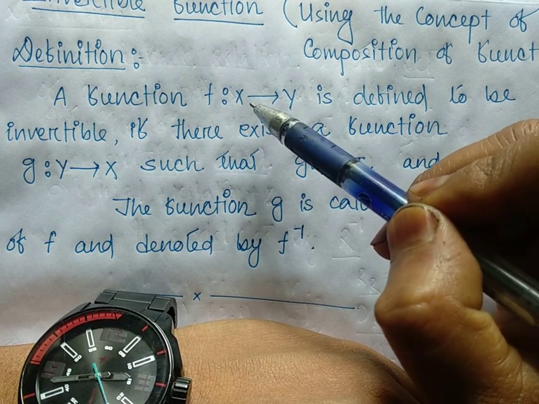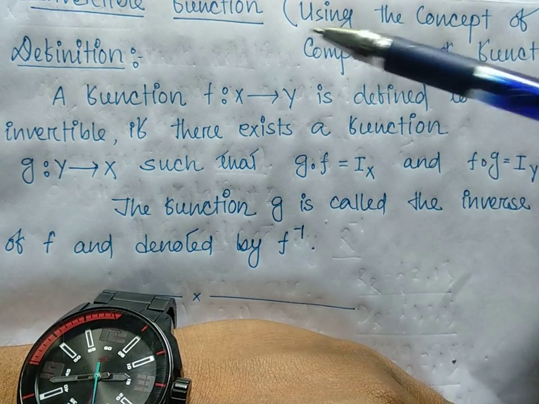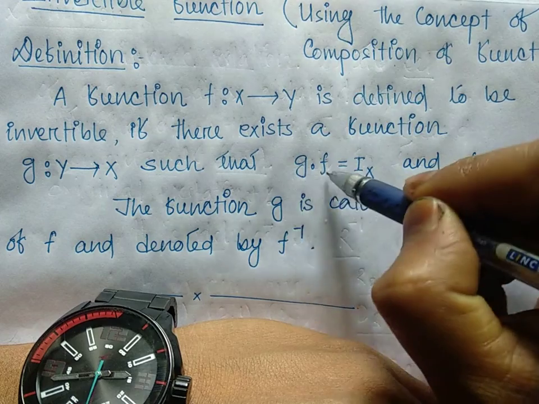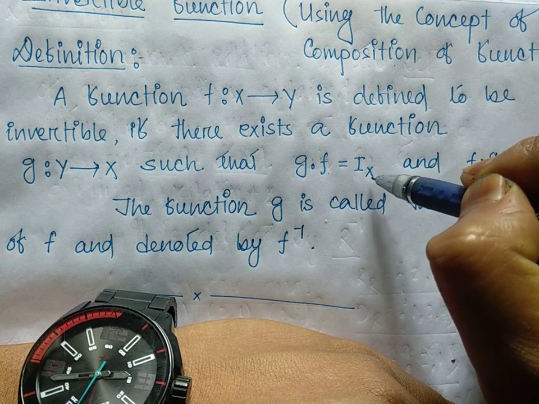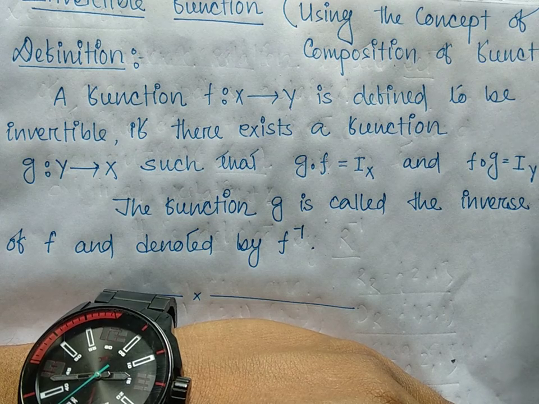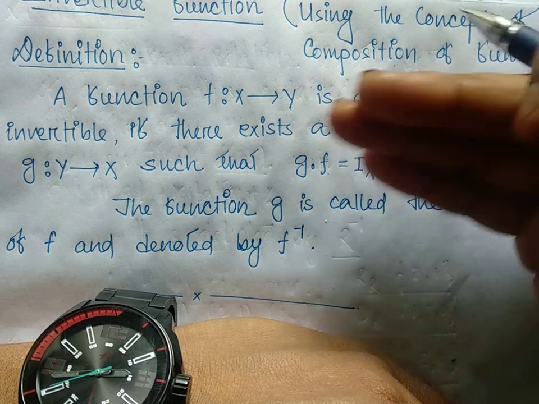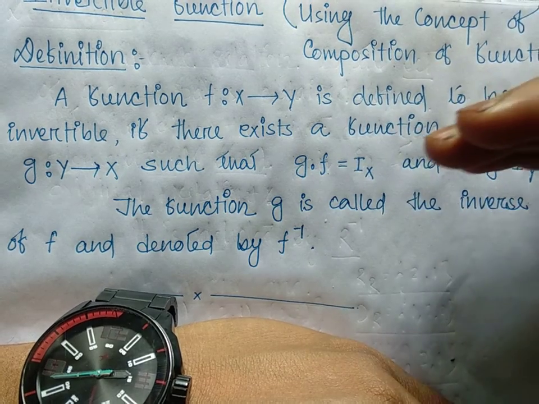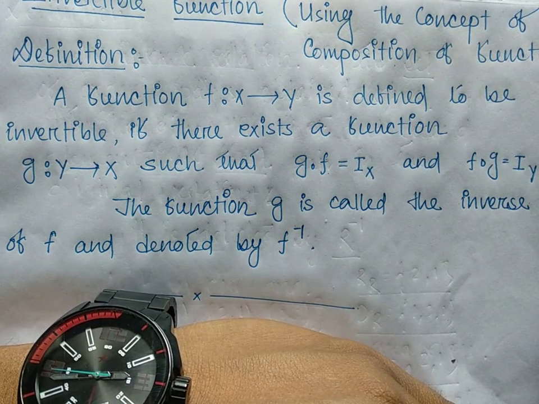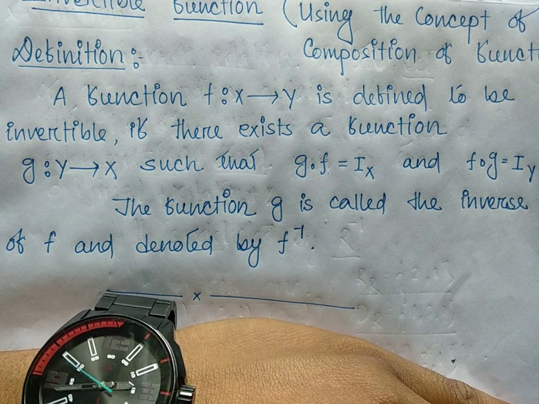That means if we can consider a function g from Y to X such that their composition g∘f is equal to the identity of X and f∘g is equal to the identity of Y. Here identity of X means, we'll explain later what actually the identity function is, after having the definition of an invertible function. That means their composition satisfies the identity property.